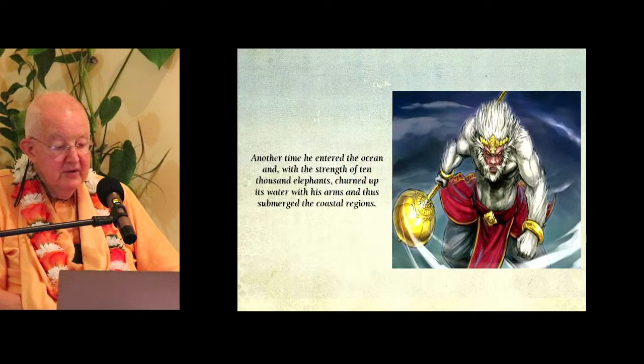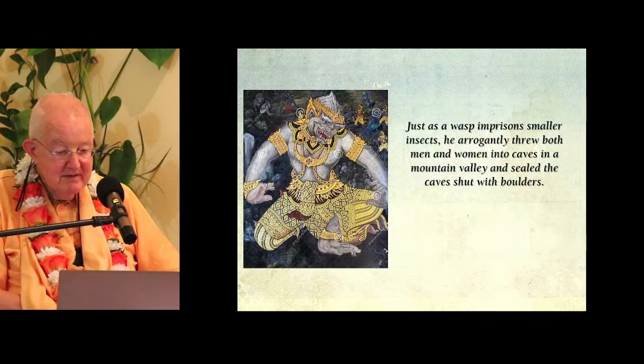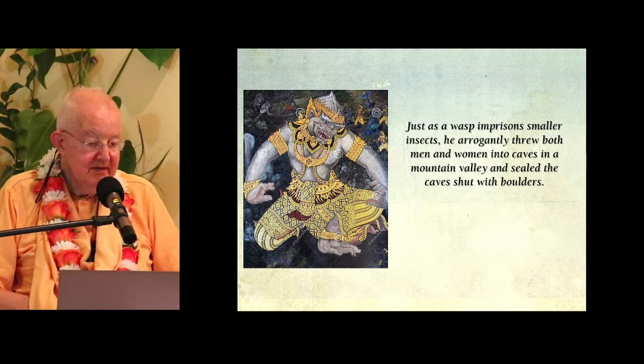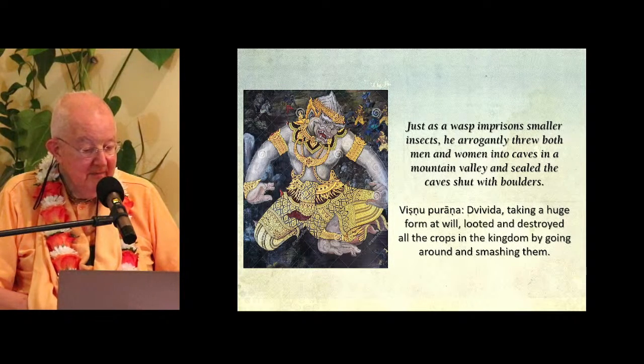Another time he entered the ocean with the strength of 10,000 elephants and churned up the water to make everything flooded. The powerful personality, now he's using it in the wrong ways. Just as a wasp imprisons smaller insects, he arrogantly threw both men and women into caves in a mountain valley and sealed the caves shut with boulders. Powerful, now misusing his power.